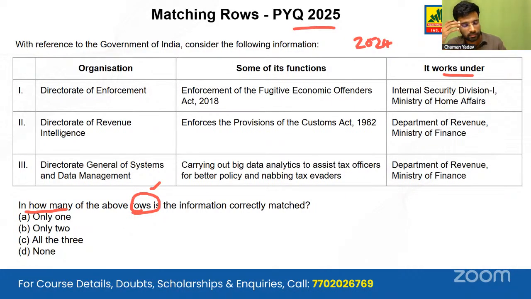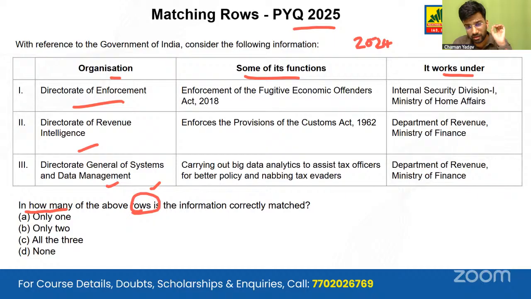The candidates appearing for the NDA and the CDS exam might know this stuff, but the UPSC CSE candidates don't know the rank structure in the armed forces very well, or even the CAPF structure. So in this particular question, we are given three organizations that are frequently in the news, and we must know what functions they perform and under which ministry or department they function.